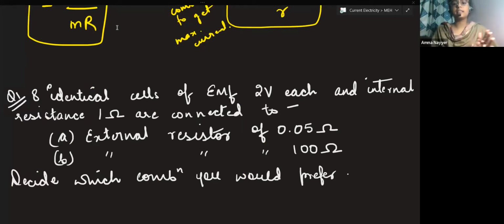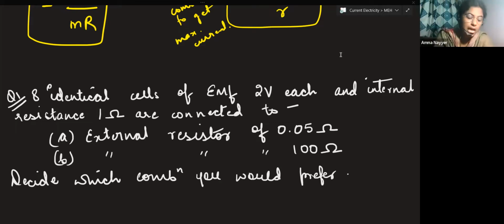All right, class, let's do a numerical. 8 identical cells of EMF 2 volt and resistance 1 ohm are connected to an external resistor of 0.05 ohms. Second part says external resistor of 100 ohms. You have to decide which combination you will prefer, series or parallel, whichever suits you, and accordingly you will find it.